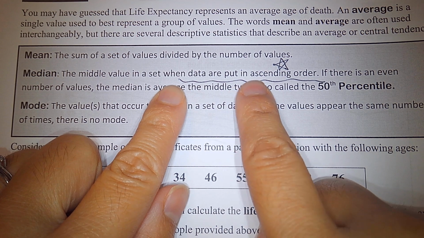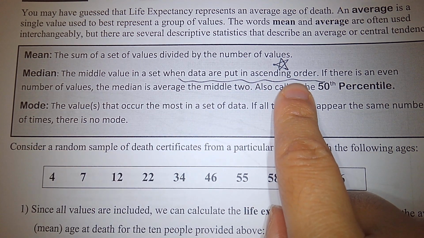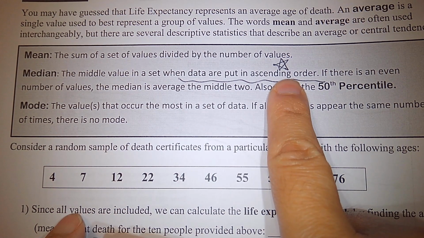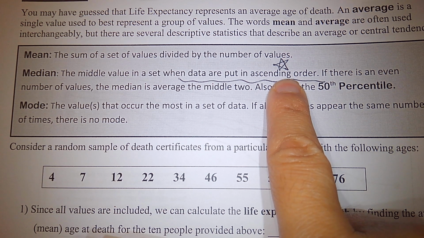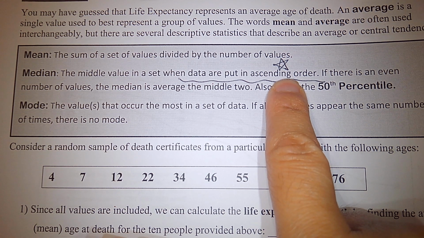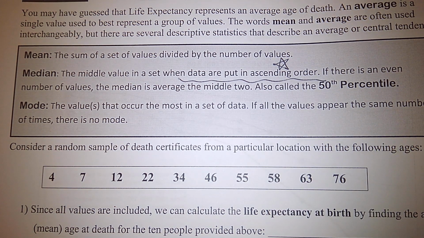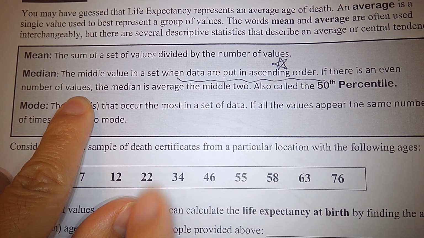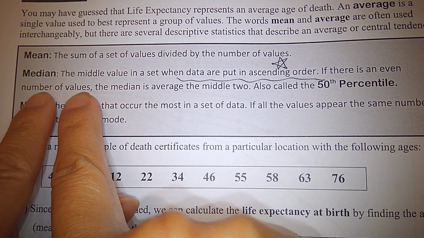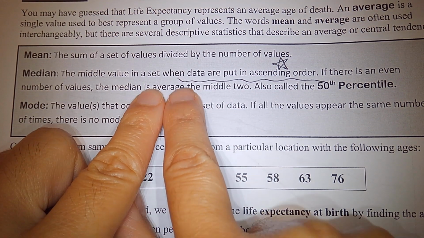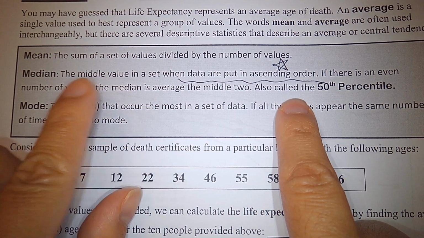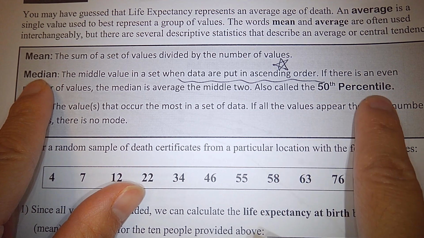Here in the textbook, it says ascending order. What does ascending order mean? From the smallest to the largest. Actually, it doesn't matter whether we use ascending or descending order. As long as we put the values in order, either from smallest to largest or largest to smallest, it doesn't matter. They have to be in order either way. Then we pick either the middle value, or if we have an even number of values, we choose the middle two and take the average. That result, what do we call it? The median, or the 50th percentile.